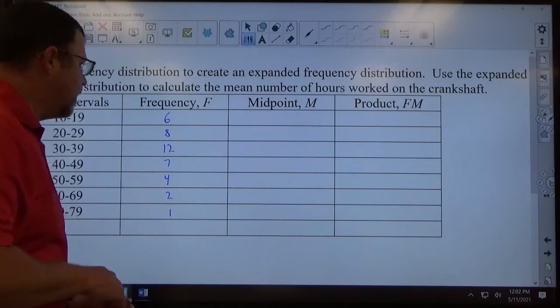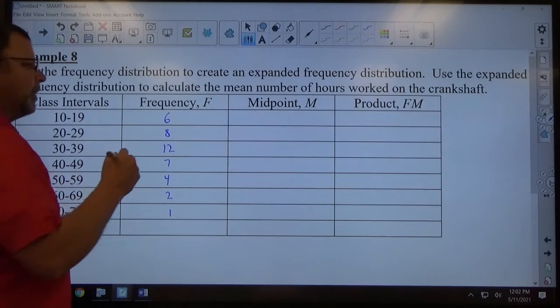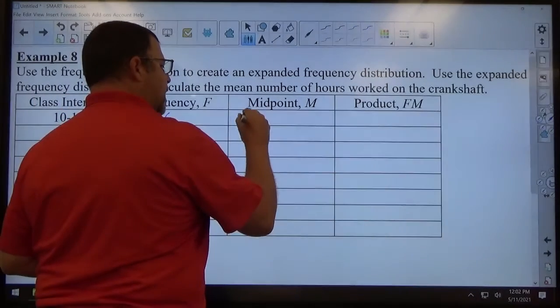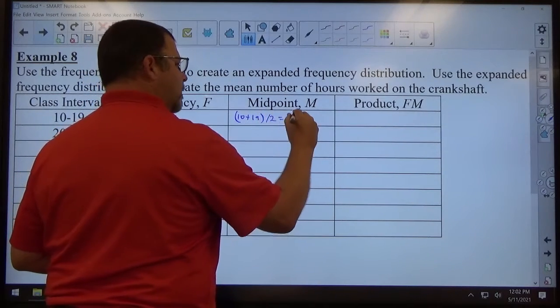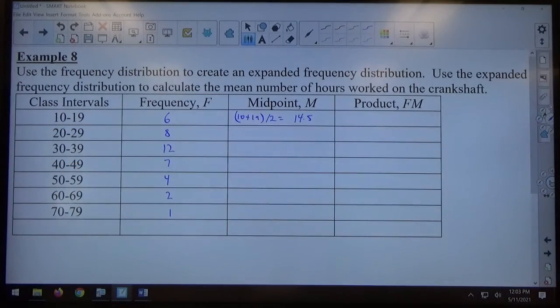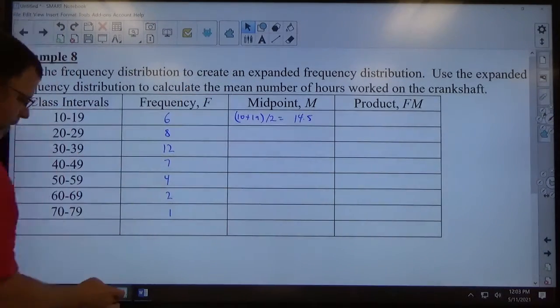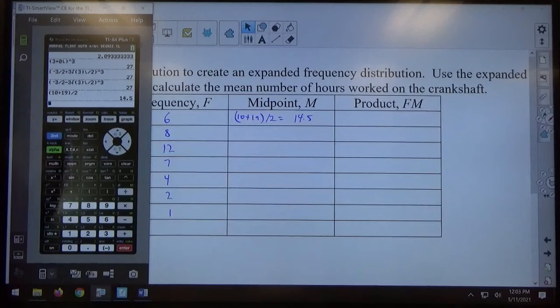And the way we do this is using these intervals, we're going to find the midpoint. And the midpoint is just halfway between the numbers here. So halfway between 10 and 19 is just 10 plus 19 divided by 2. That's 14.5. If I'm typing this in a calculator, I'm going to type in parentheses 10 plus 19 parentheses divided by 2. Or I can mentally add 10 and 19, 29 divided by 2.